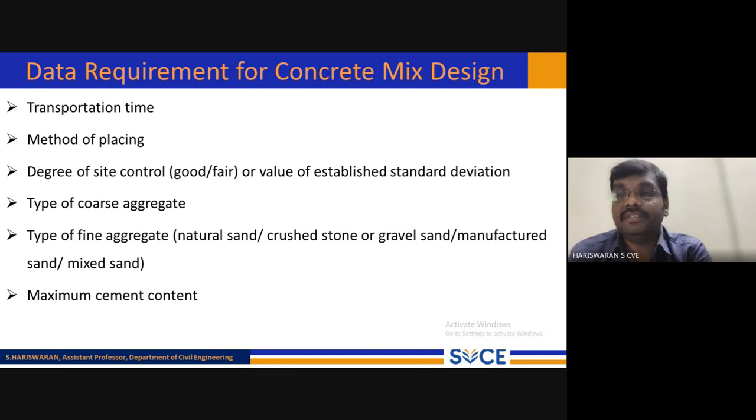So this is major: the type of coarse aggregate and the type of fine aggregate, the type of sandy soil we are getting. Nowadays, we are in the practice of using manufactured sand instead of river sand. Whatever type of fine aggregate we take, we have to make sure all the basic criteria are satisfied. We can conduct the tests in a laboratory.